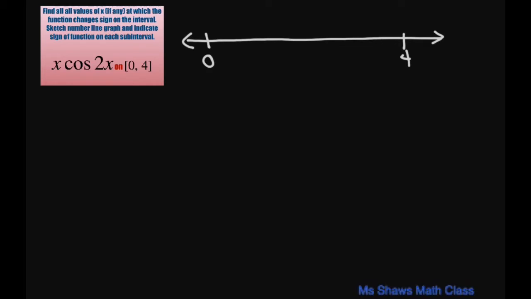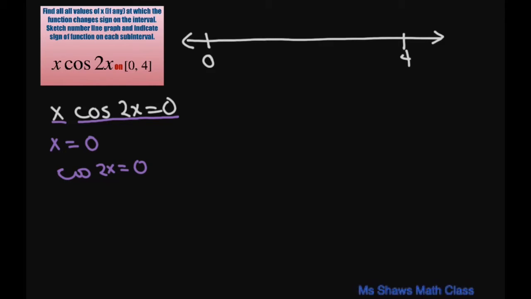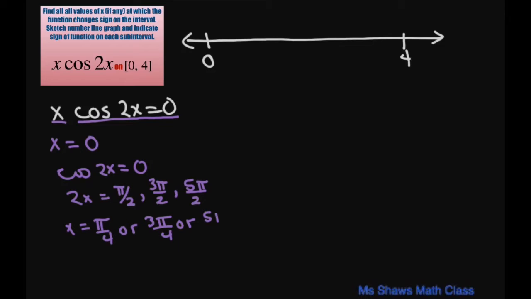And now let's find our sub-intervals by letting x equal 0 and cosine of 2x equal 0. So for this piece, we have x equals 0. Then let's look at cosine of 2x equals 0. This happens at pi divided by 2, 3 pi divided by 2, and since we're going to 4, 5 pi divided by 2. Then when you divide by 2, you have x equals pi divided by 4, or 3 pi divided by 4, or 5 pi divided by 4.